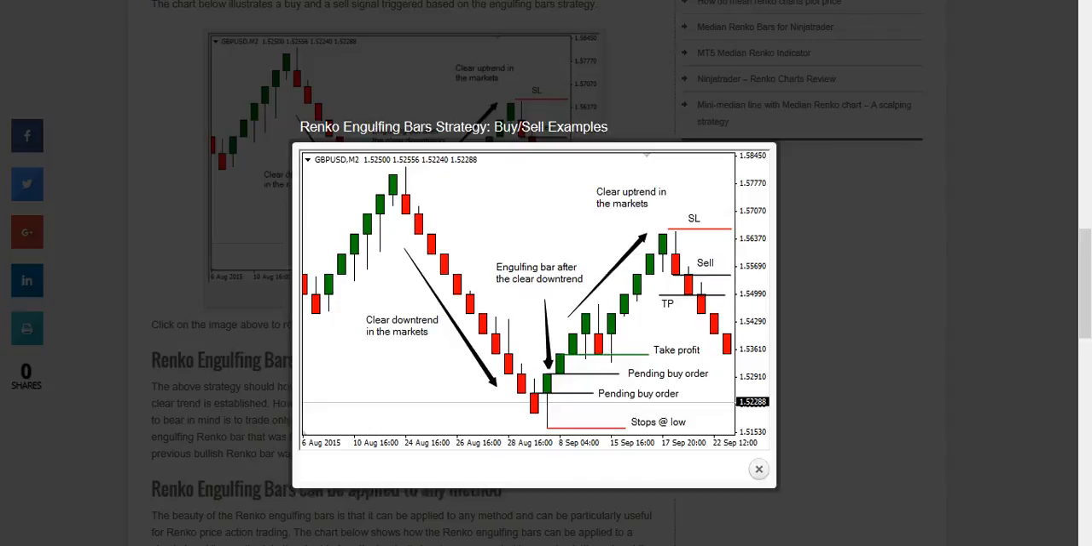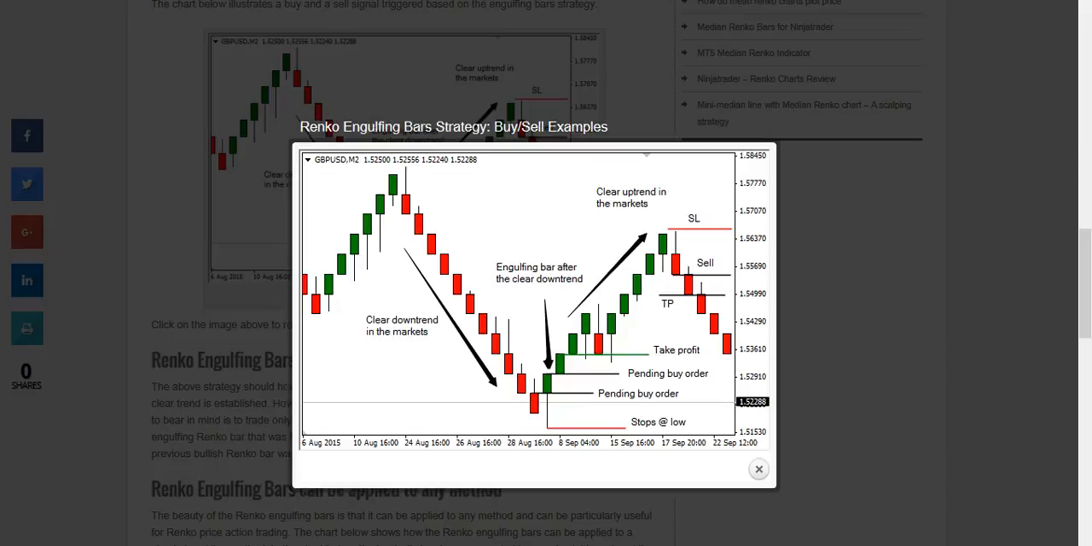Hello traders, today we are going to run through an old strategy that was covered on the RenkoTraders.com website. We are looking at the Renko engulfing bars trading strategy, and I hope that this video will make it clear for you guys on how to trade this setup, which can offer you a good risk reward. It can allow you to scalp the markets, or it can allow you to buy the dips in a retracement.